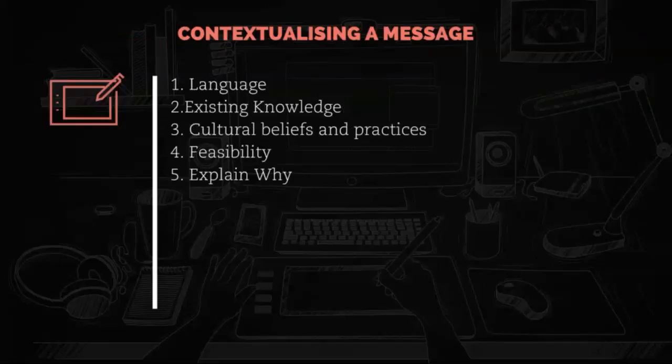When we're contextualizing a message, when we're putting it together, there are 5 elements that we must be careful to include at all times. And we've spoken about them already, and again, I'll just briefly go through them. We must understand the language. We must use words and phrases that are easily understood.